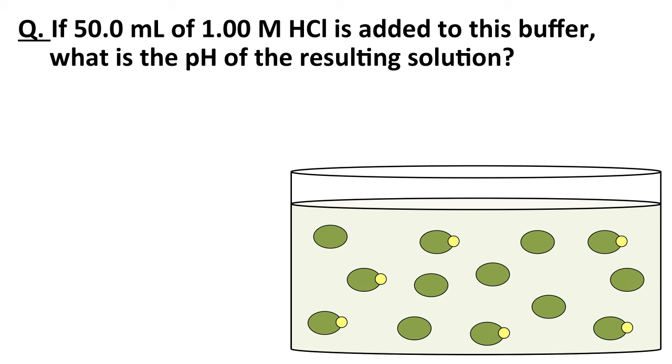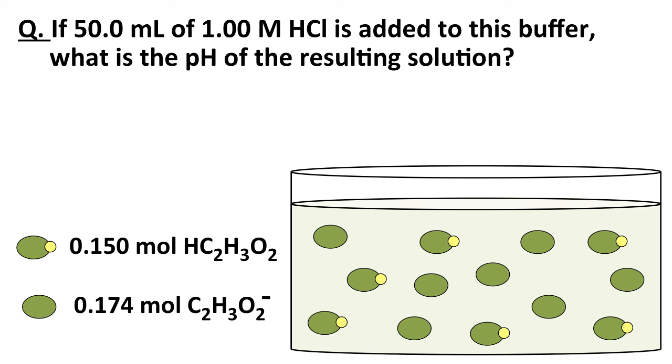Well, here is a representation of our buffer solution. We have some acetic acid and some acetate ions. We have, if you remember from the previous calculation, 0.150 moles of acetic acid and 0.174 moles of acetate ion. And here we're using moles rather than molarity because reactions take place on a mole-to-mole basis, and we're going to have some reaction between the added hydrochloric acid and something in our buffer. When we add H3O+, we're adding some H+ ion or H3O+ from the HCl. What's that going to react with?